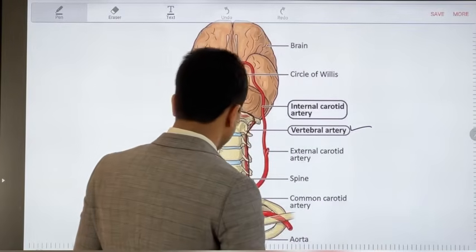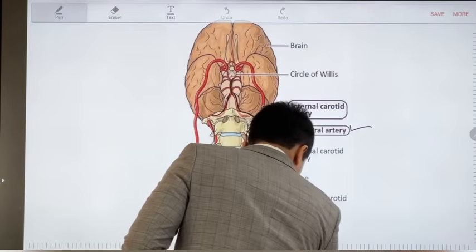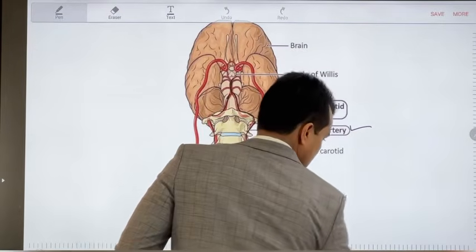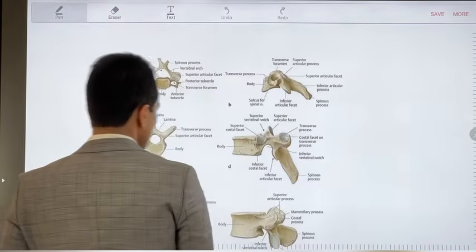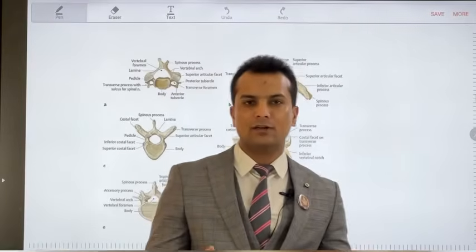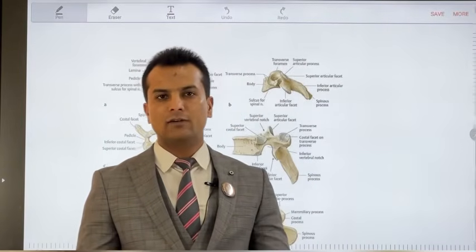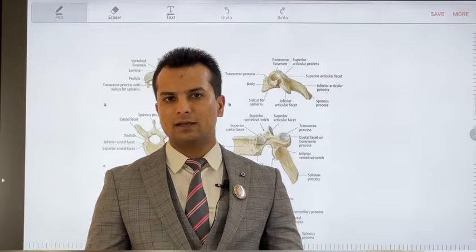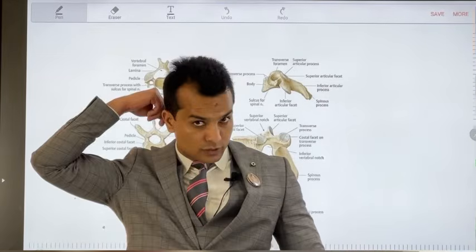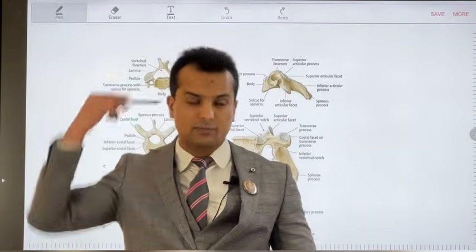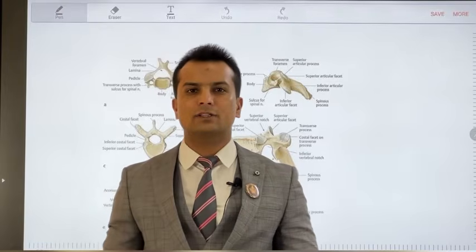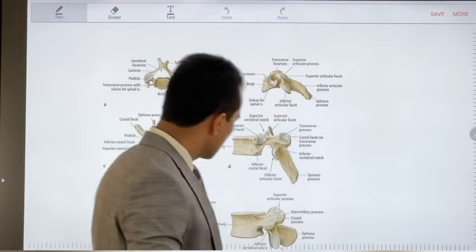And then when we are talking about the largest spinous process, among all these cervical vertebrae, the C7 spinous process is the largest, and you can feel it as a prominent spinous process right at the base of your posterior neck.